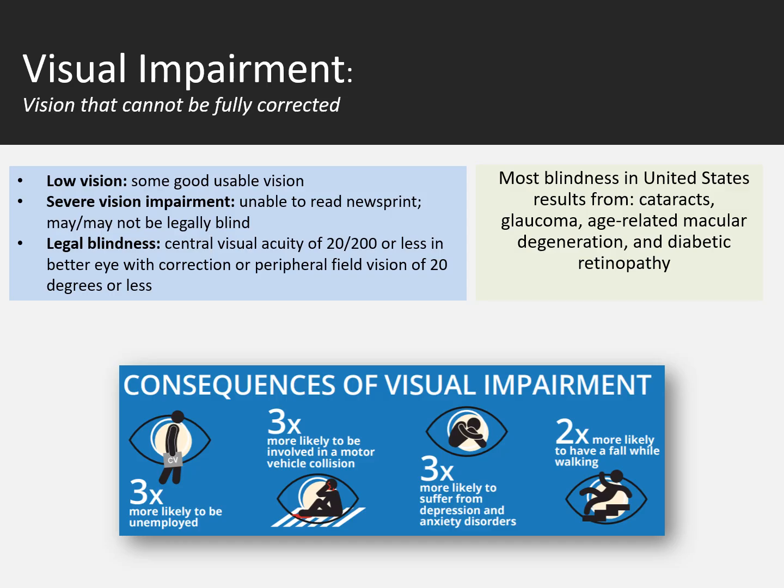The term low vision would mean you still have some good usable vision. Severe vision impairment, some of the criteria would be unable to read newsprint, and you may or may not be considered legally blind, and that's based on the visual acuity test. And we mentioned this earlier, legal blindness is 20/200 or less. Most blindness in this country results from cataracts, glaucoma, age-related macular degeneration, and diabetic retinopathy, all things that we are going to talk about later in this chapter.